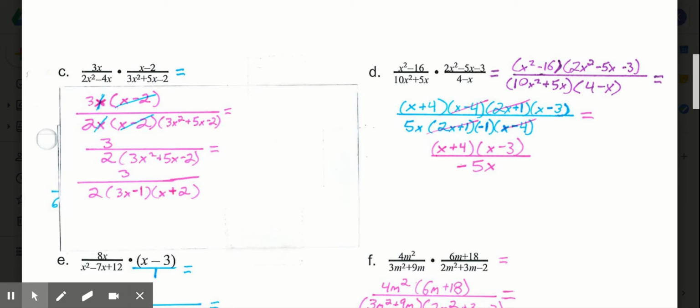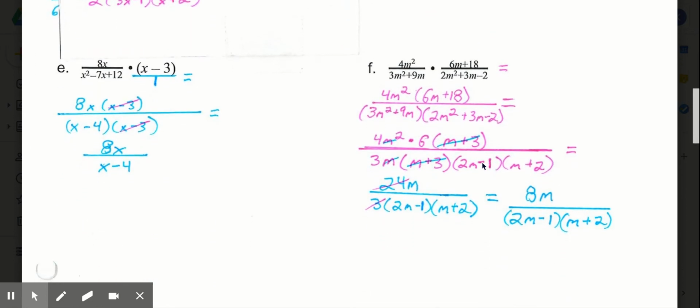So the reason I did that, now you can see I can cancel the 2x plus 1 on top and the 2x plus 1 on bottom. I can cancel the x minus 4 and the x minus 4. So then I'm left with, on top, x plus 4 times x minus 3. And then on bottom, the negative 1 and the 5x, so a negative 5x. And that would be our simplified answer.